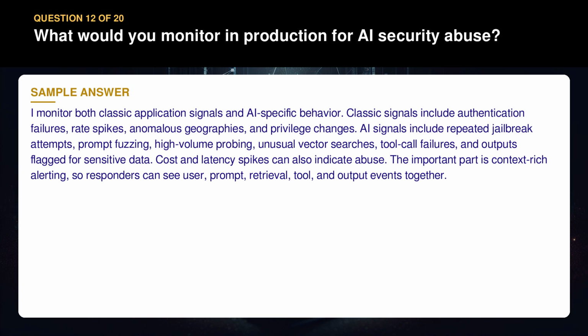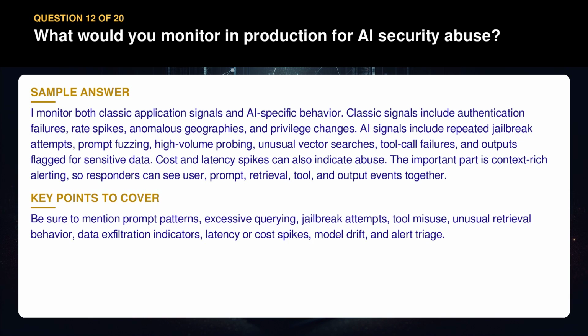The important part is context-rich alerting, so responders can see user, prompt, retrieval, tool, and output events together. Be sure to mention prompt patterns, excessive querying, jailbreak attempts, tool misuse, unusual retrieval behavior, data exfiltration indicators, latency or cost spikes, model drift, and alert triage.